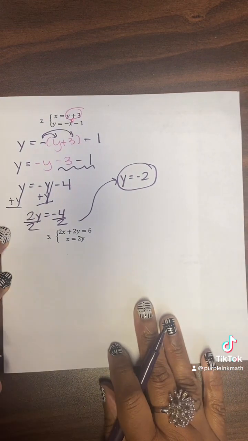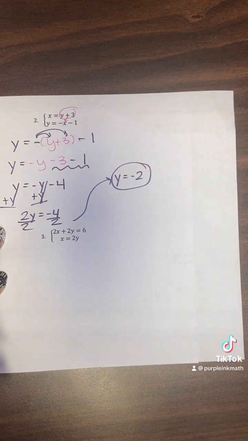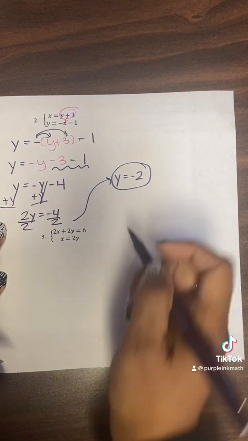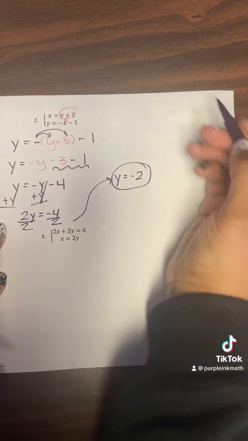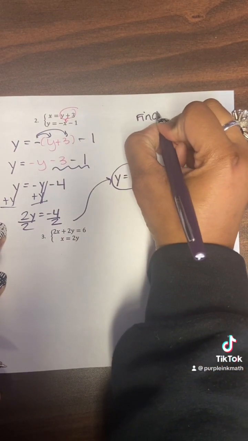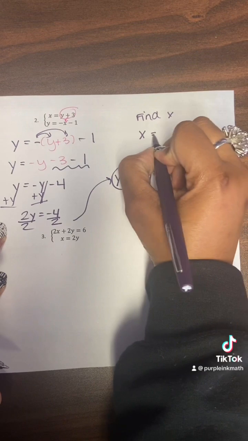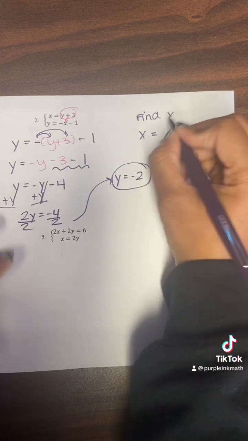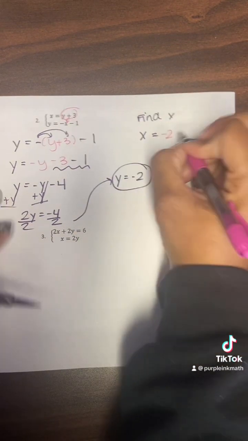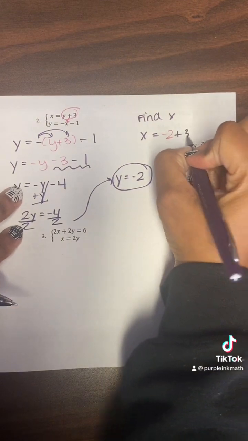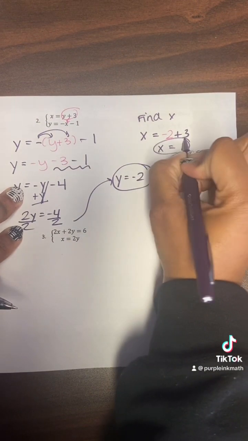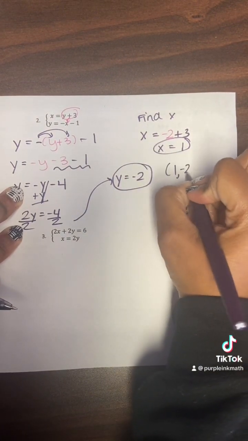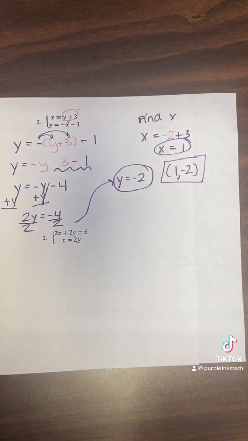So I have my y, but my coordinate point is an xy, so I need x. So guess what? They told me x is equal to this thing. So now I'm going to find x by plugging in, substituting. So y is negative 2, so I'm going to plug that in. Negative 2 plus 3. So x is equal to 1. So my point of intersection is 1, negative 2.